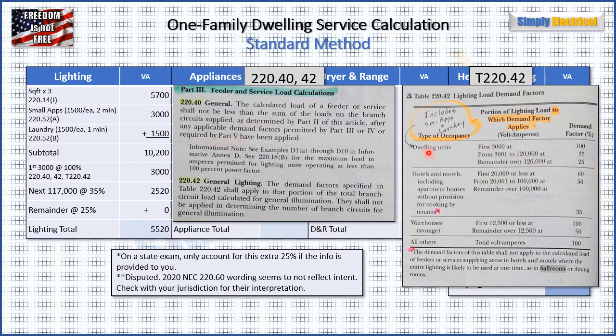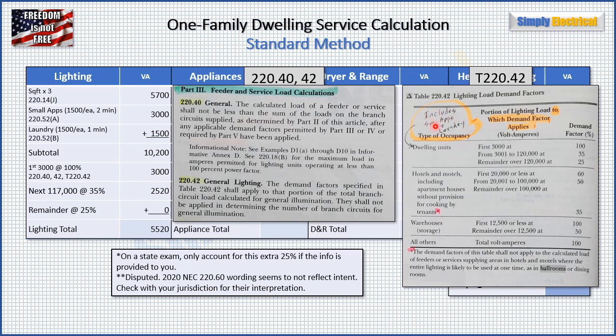This table says portion of lighting load to which demand factor applies. We've got several types of occupancy here. We've got dwelling units, hotels, motels, apartments, warehouses, and everything else. We're just going to deal with dwelling units in this video, so I'm not going to talk about the rest of this here.